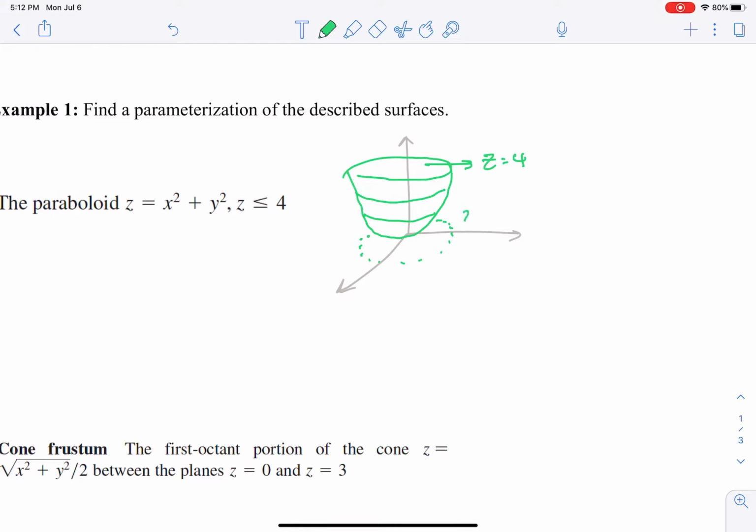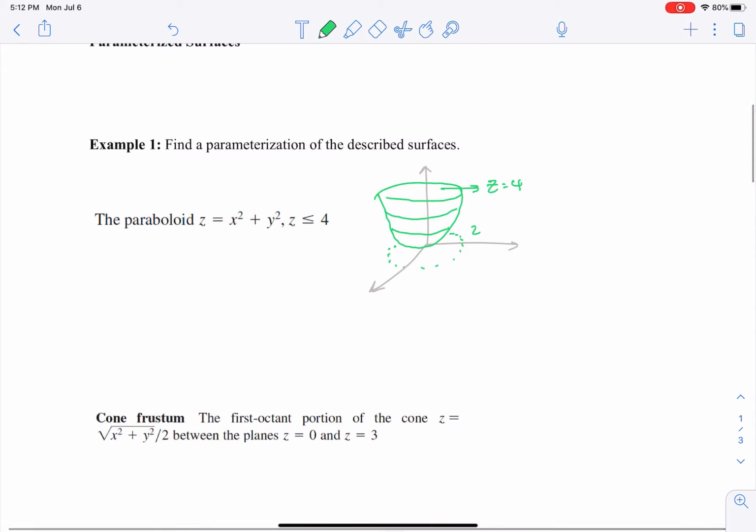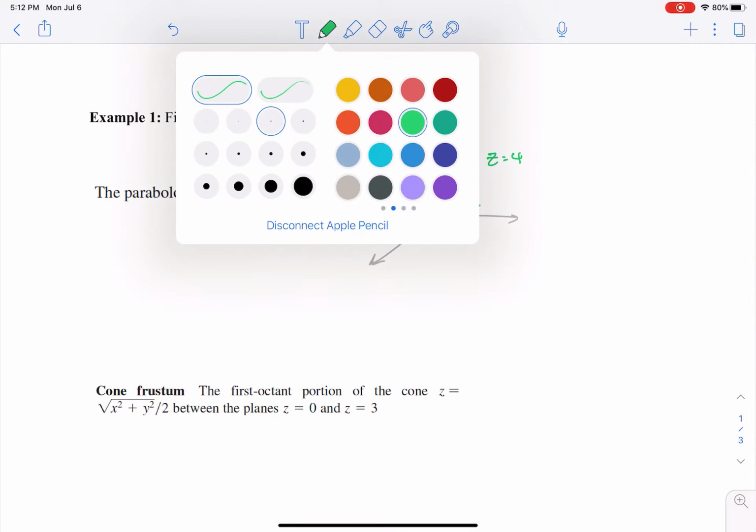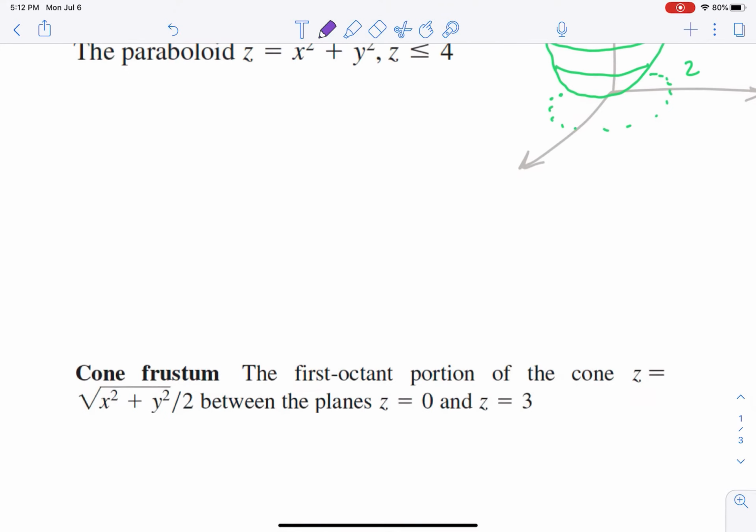So a radius of 2. Perfect. So that's the shape we're trying to parameterize. So let's set up our template where we'll have, in terms of 2 variables, r is going to be equal to something in the i direction plus something in the j direction and something in the k direction. So that's kind of our blank template that we're going to fill in.